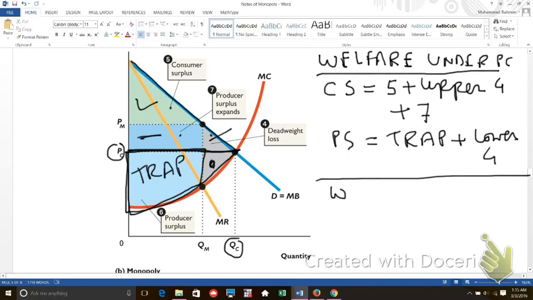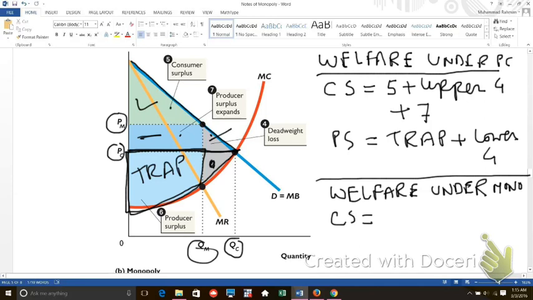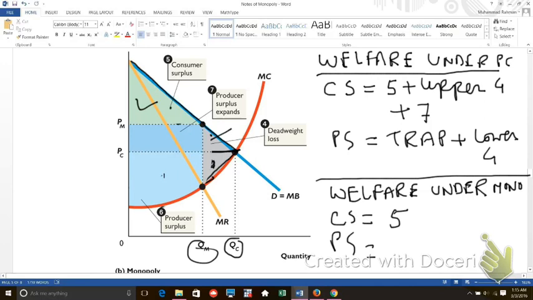Now we want to understand welfare under monopoly. So under monopoly, our market equilibrium price is PM and our market equilibrium quantity is QM. So consumer surplus under monopoly is only the area 5, and producer surplus is a lot of stuff, right? The producer surplus is basically, as we know, the area below the market equilibrium price and above the supply curve. So what we are looking at is producer surplus. Let me delete some of the perfect competition calculation, and then we are going to be able to look at producer surplus under monopoly.